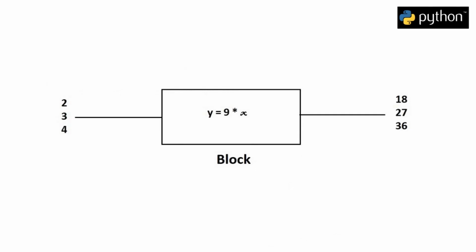So if we open this block of code, we will realize that whatever we give this block as an input, we multiply it by 9 and we give back the output. So 2 is multiplied by 9 and we are given 18, 3 is multiplied by 9 and we are given 27, 4 is multiplied by 9 and we get 36. So we multiply our input by 9 and give back an output. So this is how the function works.